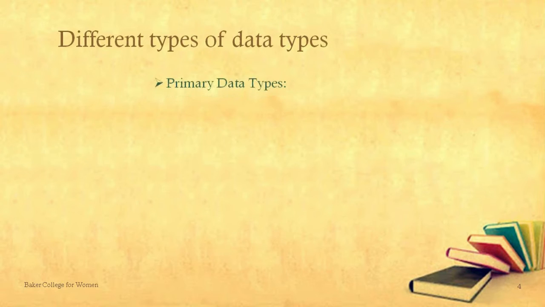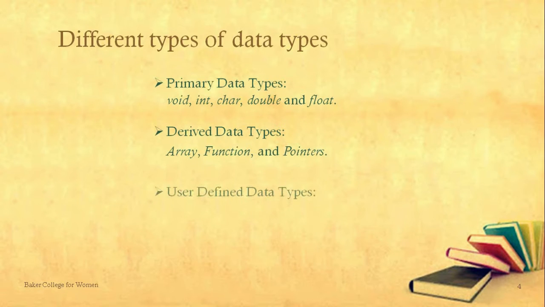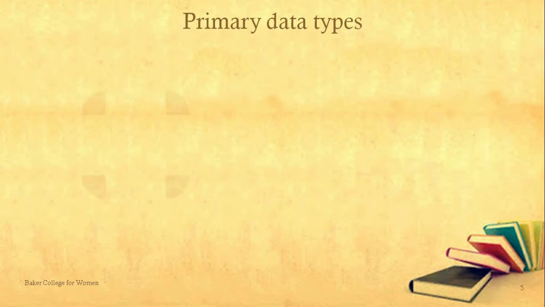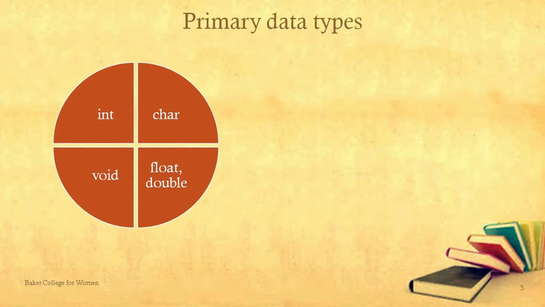There are three different types of data types available in C programming: primary data types, derived data types, and user defined data types. Primary data types. Primary data types are the fundamental data types in C. They are void, int, char, double, etc. Int declares an integer type data, for example, 10, 100, 1000, any negative or positive values.